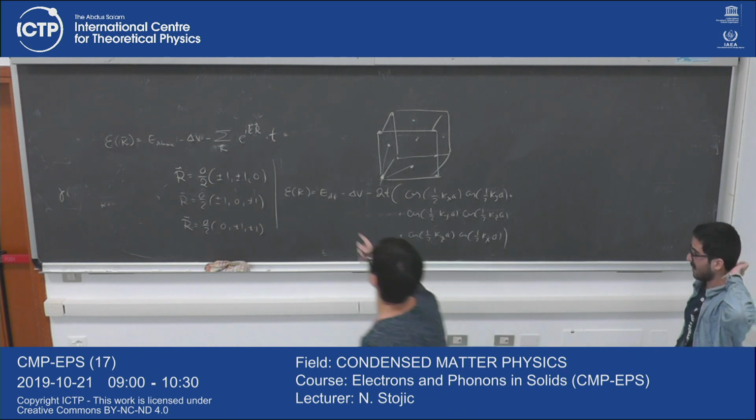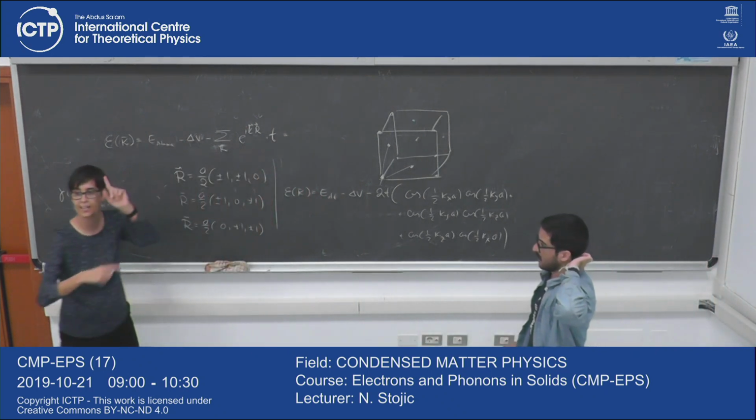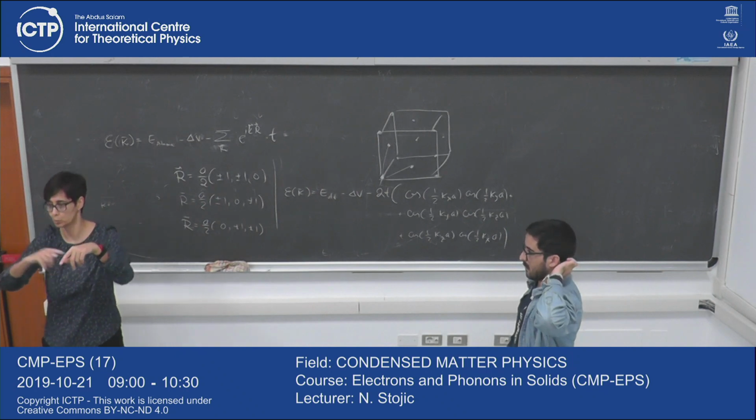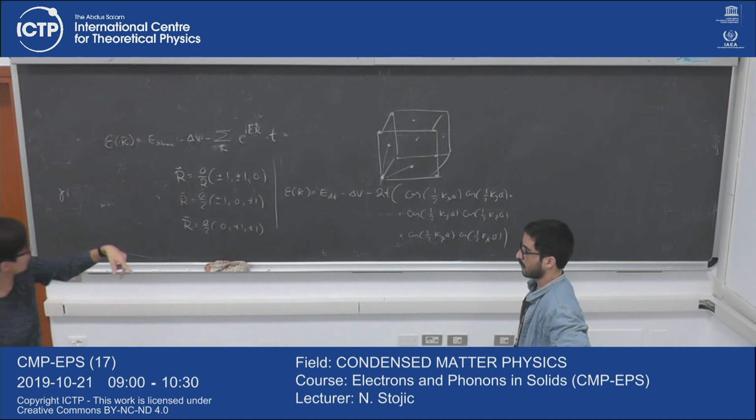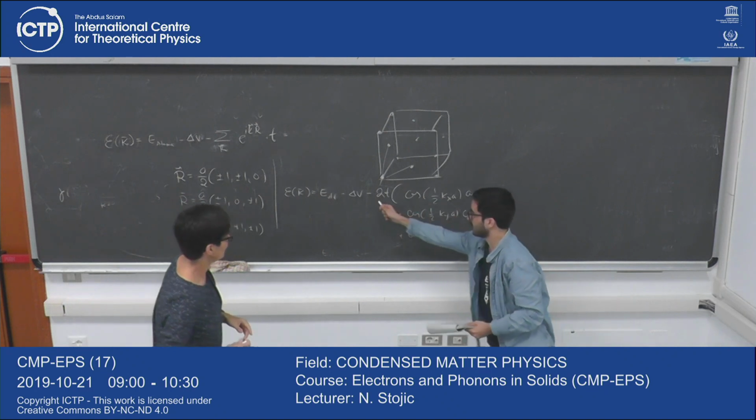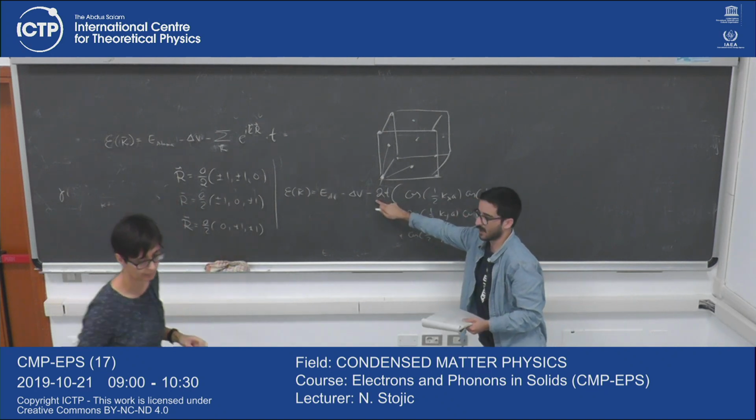So actually, what you are getting here, you will get cosine kx plus ky over 2, plus cosine kx plus kz over 2, which can also be written in this way. Now I hope it's correct, but I'm not quite sure, because I wrote it differently.